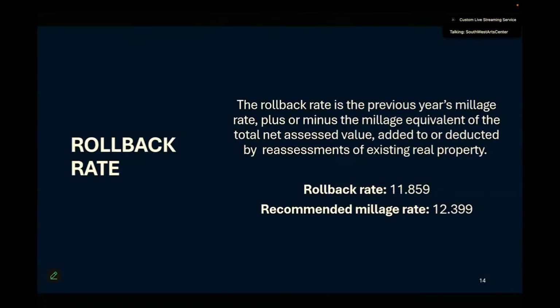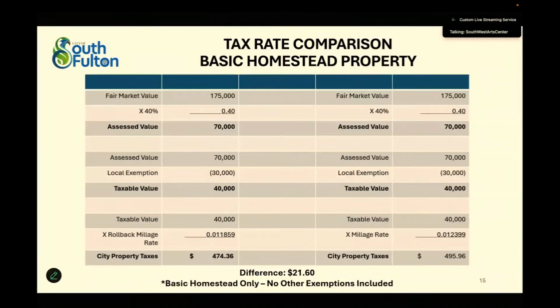So the rollback rate is the previous year's millage rate plus or minus, of course, usually minus, the millage equivalent of the total net value. The rollback rate for this year would be 11.89 if the council chose to do a complete rollback. Next slide, please.